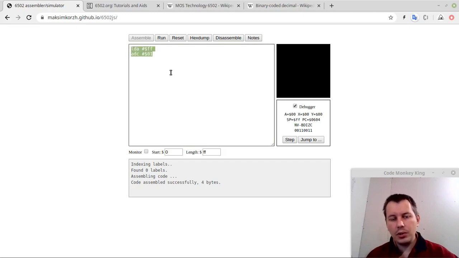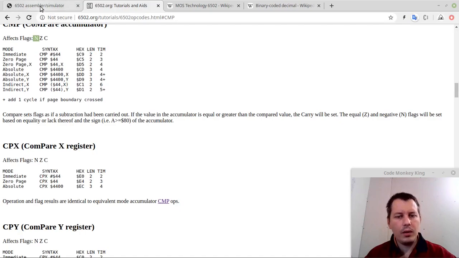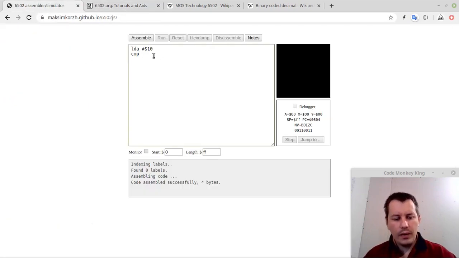Okay, so now let's try to write a simple branching here. Let's say we load the value of hexadecimal 10 to the A register, and I want to compare the A register. If this was X, I would say CPX. If this was Y, I would say CPY. But let's stick to A. So just compare, CPX, CPY, okay, with this 10.